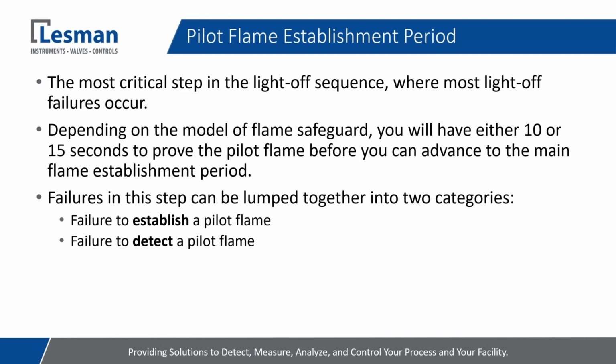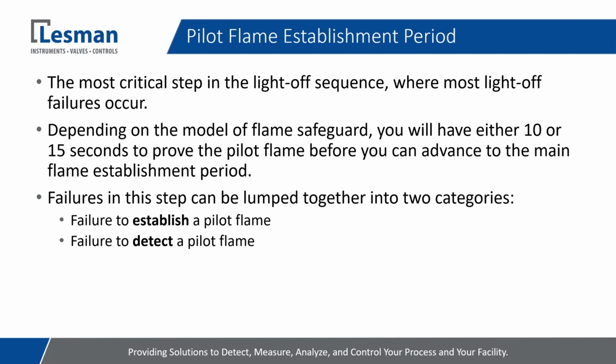So there's a couple of things at play. One of them is the shot clock, if you will. You've got 10 or 15 seconds to prove that your pilot flame is on before you can advance to the main flame establishment period. So you're fighting a little bit of a battle, making sure that you're getting your gas flow to the burner, you've got your ignition source energizing, and your flame detection device is verifying presence of flame. That all has to happen in that short time period in order for you to advance.